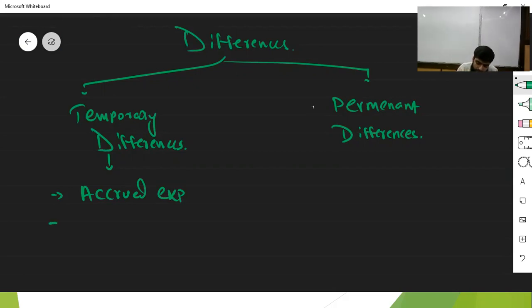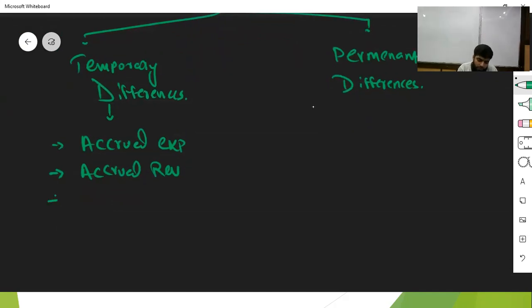Likewise, accrued income. A few revenues which I am recording, accrued revenues, I am recording as a revenue, but the tax department will not allow you, for the time being, to record it as a revenue. Yes, the tax department will allow you to record it as a revenue once you have realized it, once you have received it. So these are temporary differences.